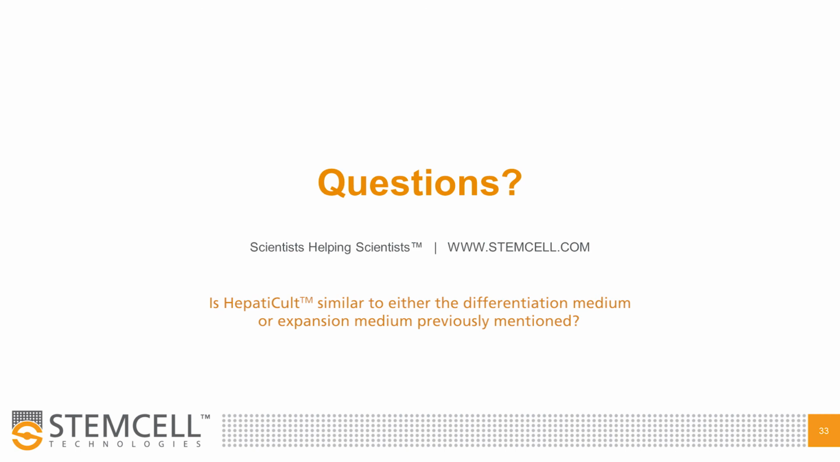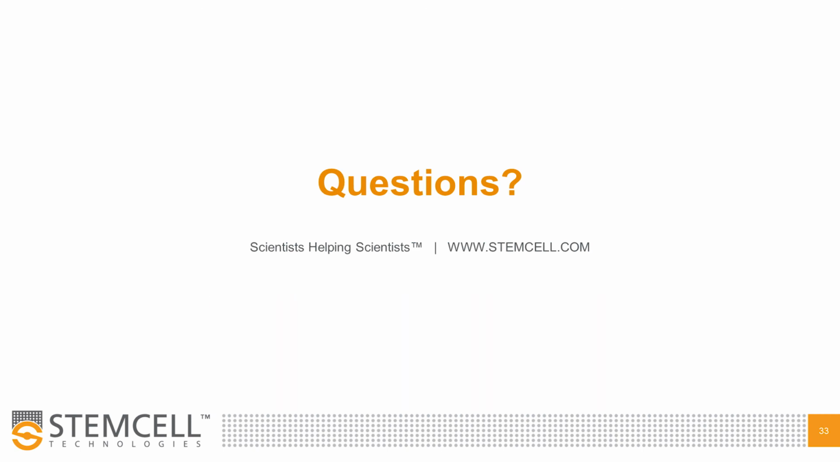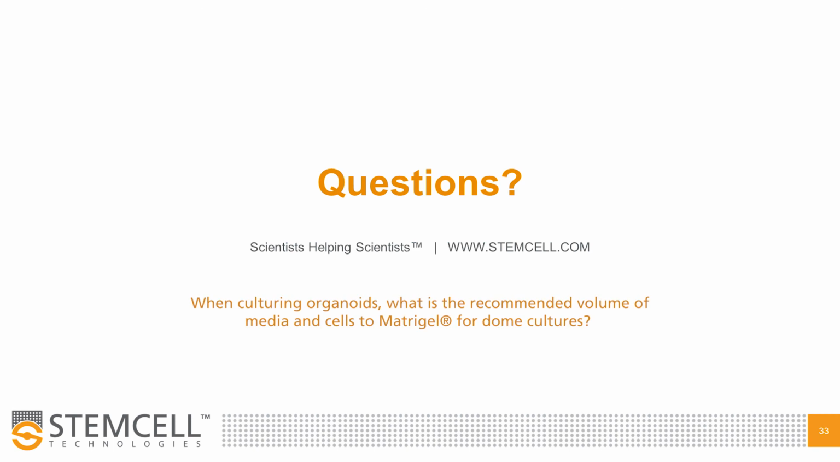So currently we don't have a medium that can be used for culturing human organoids, and this is something that we are actively working on at the moment. So when you're culturing organoids, what is the recommended volume of media and cells to Matrigel for dome cultures? We've had a few people ask that. It seems they're starting their own cultures.